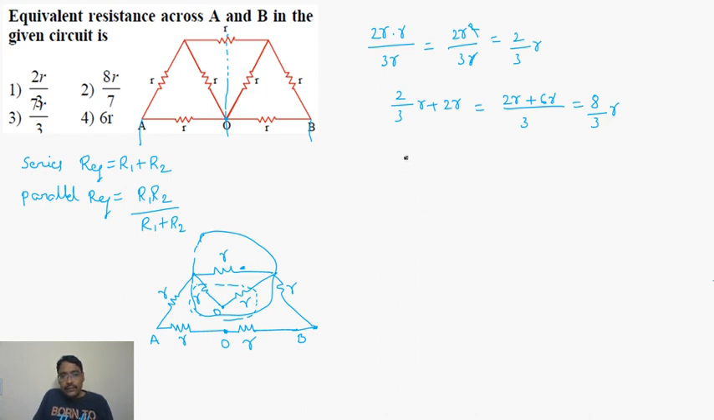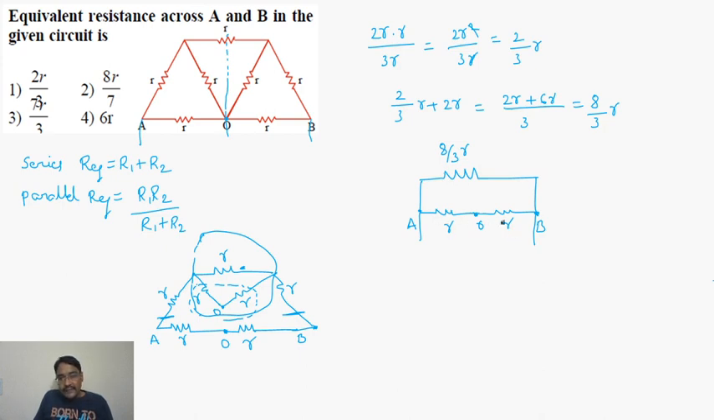Now I am redrawing the circuit. Please observe carefully. The entire combination from this point to this point has an equivalent resistance of 8 by 3 R. This is point A, and this one is point B. This is point O, which is R and R. We have to find the equivalent resistance across these two terminals.